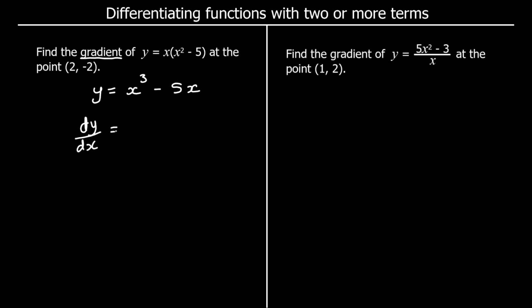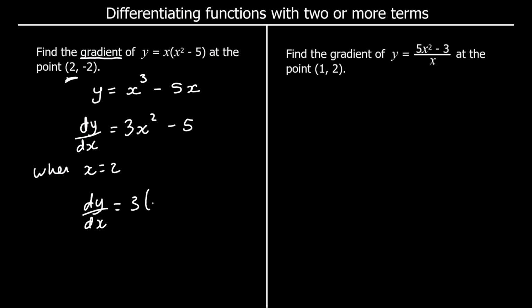We can find the gradient function. So times by the power, take 1 off the power. So dy/dx is 3x squared minus 5. So when x equals 2, that's our x coordinate, what is dy/dx? What is the gradient?